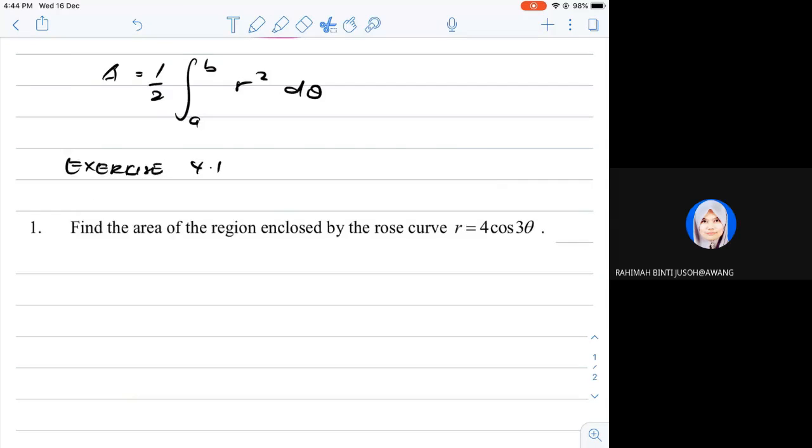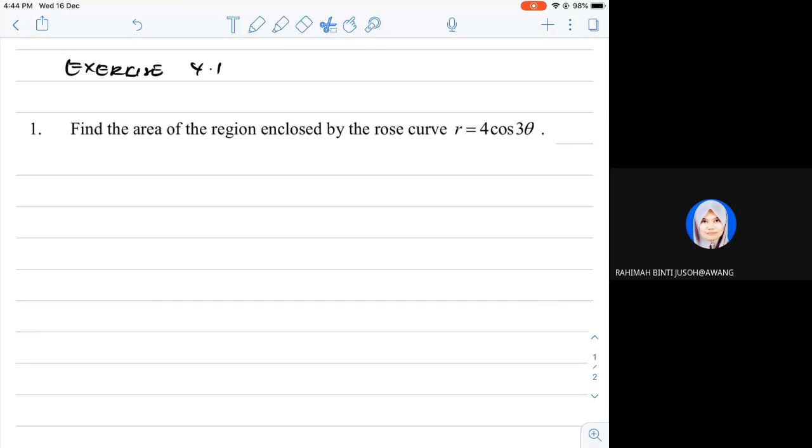Okay, so how many petals do we have here for this question? r equals 4 cos 3 theta. Okay, good. So basically, guys, in order to calculate the area of the region, we need to sketch the region, of course. Okay, so let's sketch the rose curve.